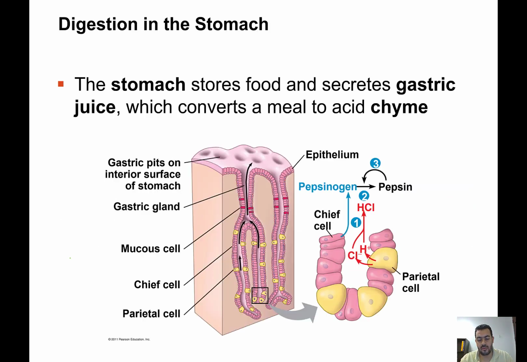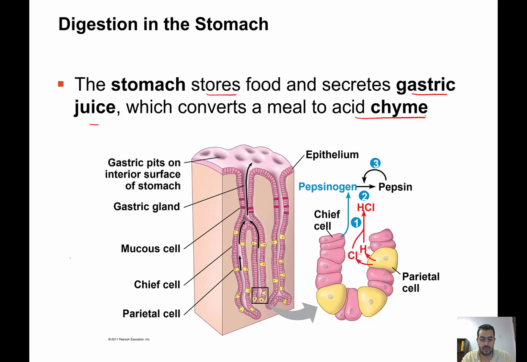So the food will then be passed through the different parts of the alimentary canal to the stomach. In the stomach, the food will be stored for a little bit of time. Then the stomach will secrete the gastric juice, which will convert it into what we call acid chyme. The chyme is the mixture made from the food in addition to the acid secreted by the stomach. So this mixture is called the chyme.